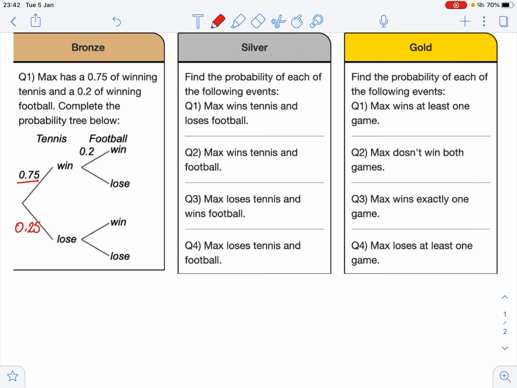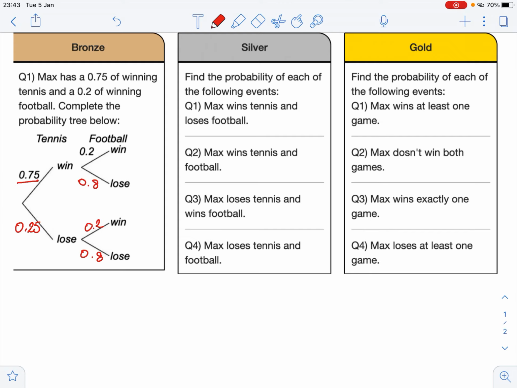And 0.2 of winning football. So football is 0.2. Remember, win and lose must add up to 1. Therefore, losing must be 0.8. Similarly here, 0.2 winning football and 0.8 losing football.